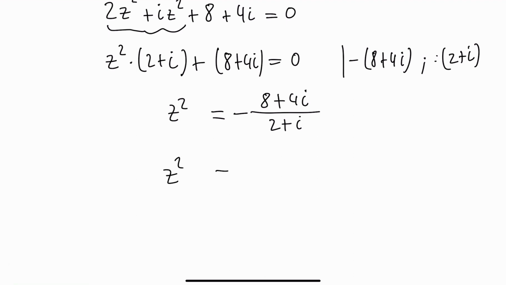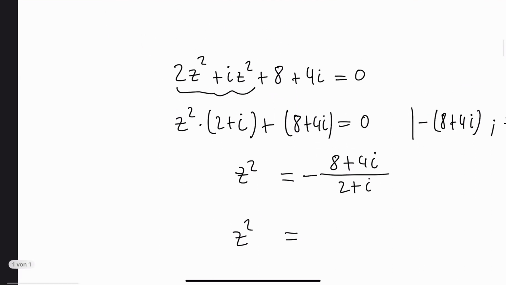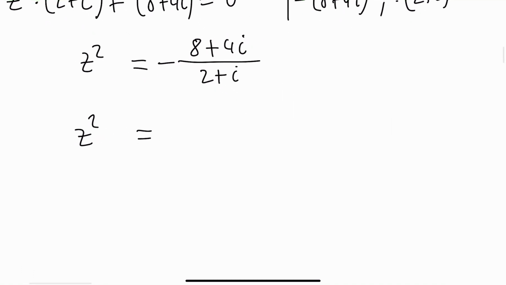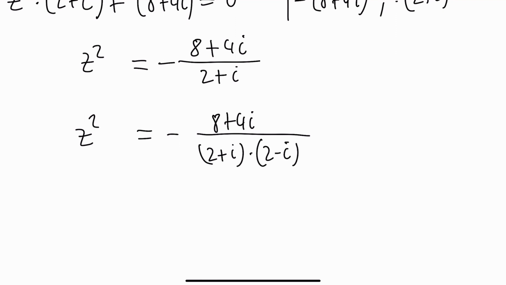So now we are trying to get a non-imaginary, I don't know what this part is called in English here. Yeah, but we're trying to make it so that this part here is non-imaginary. So we make the minus (8 plus 4i). And to make this here non-imaginary, we can just multiply this by 2 minus i. And if we do it on the lower part, we have to do it on the upper part too. 2 minus i.